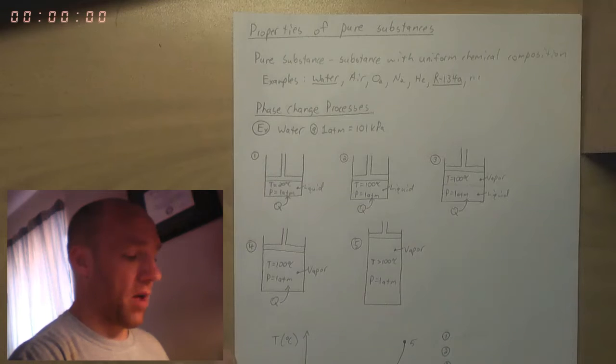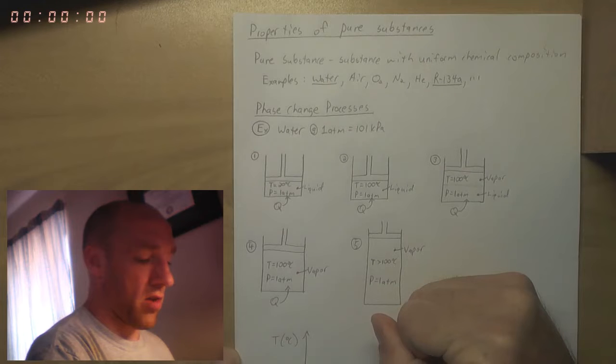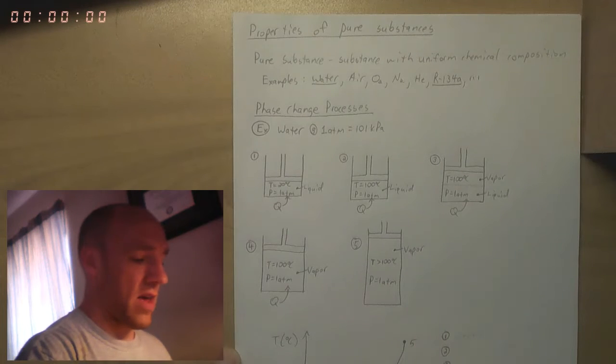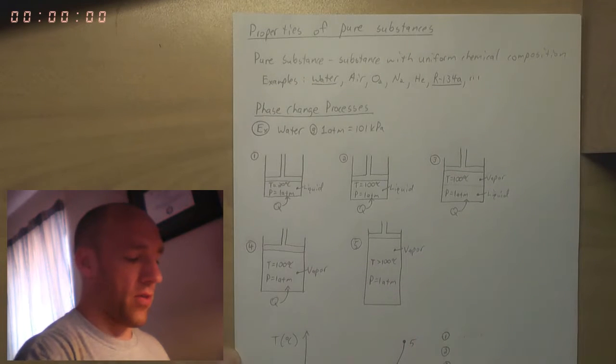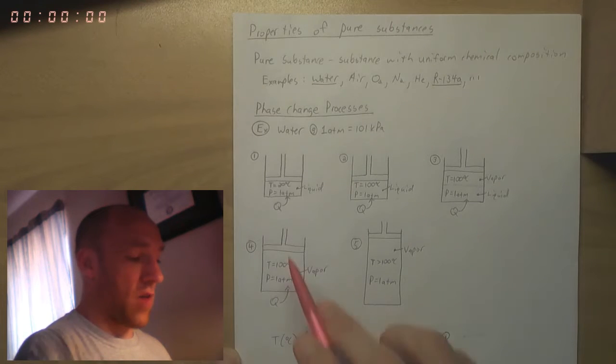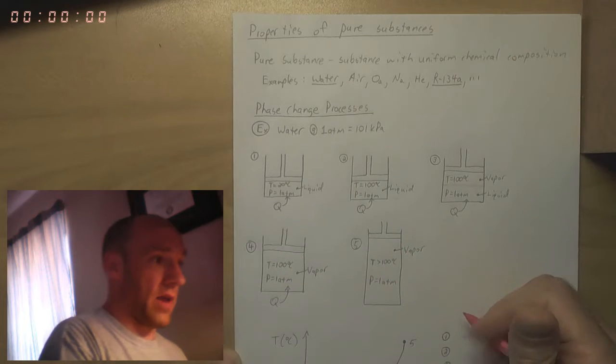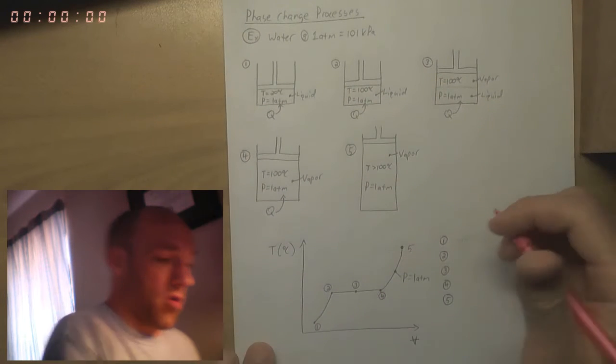If I plot this on a diagram, the temperature as a function of specific volume for this particular situation, this line represents a constant pressure path. Then each one of these states: state one, when it's completely a liquid at the beginning of the experiment, is known as a compressed liquid.